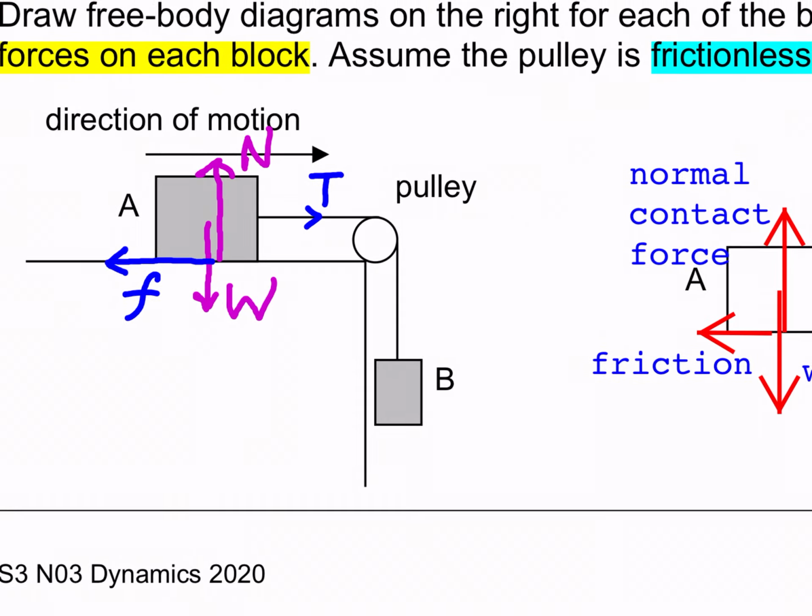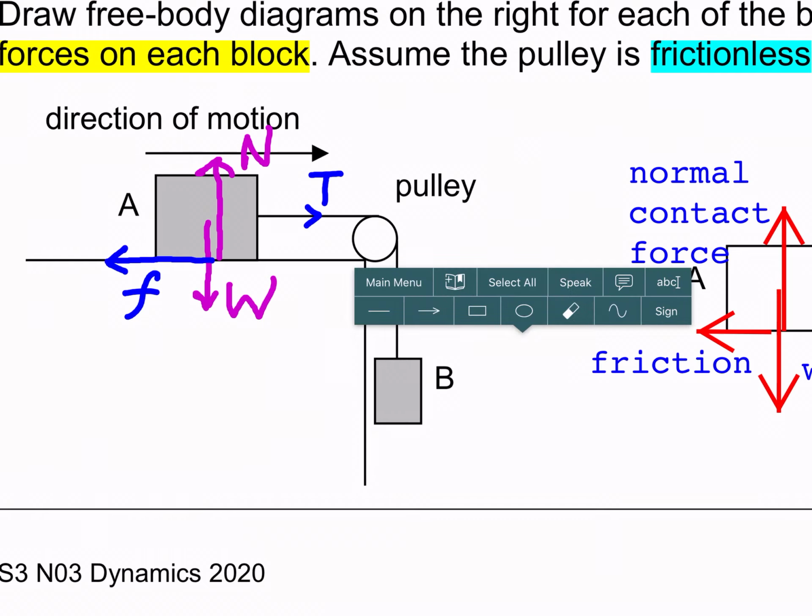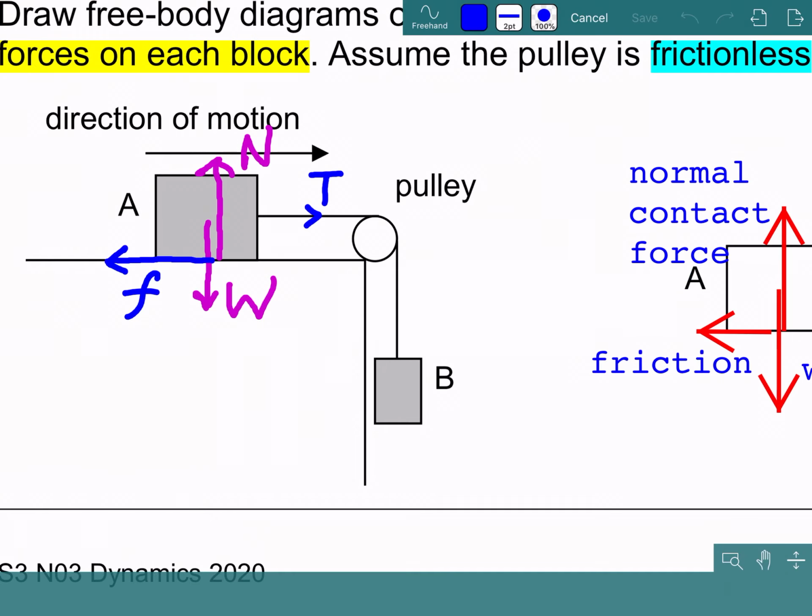Next, we look at B. For B, there's weight, right? That comes to mind. First force, weight, acting vertically down, and B is not in contact with any surface. It's only in contact with the rope hanging up there. So this rope must be exerting a tension T. There's only a single rope, so the tension throughout this rope should be the same, T.